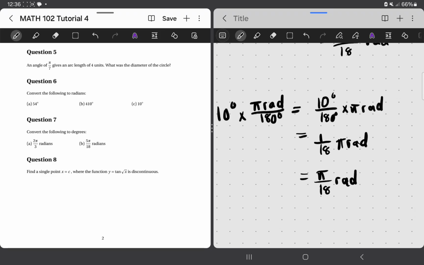Now we are going to go to question 7, and we're going to use this same thing. Okay, so simple. Let's go to question 7, and we'll be done.